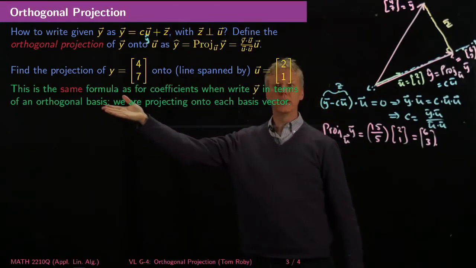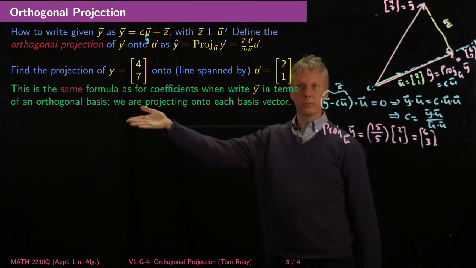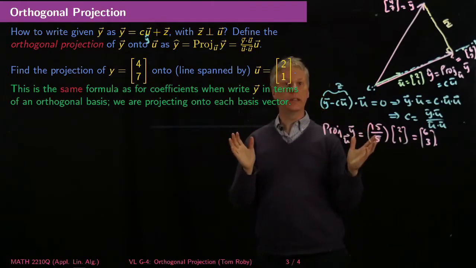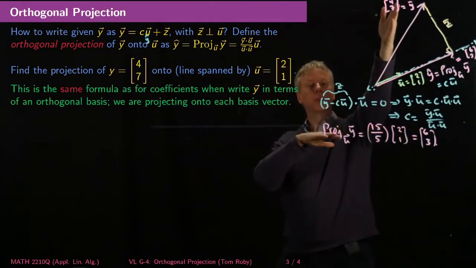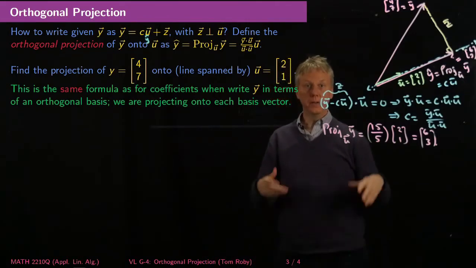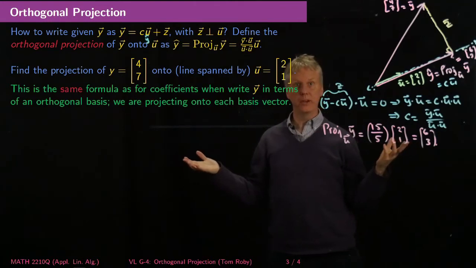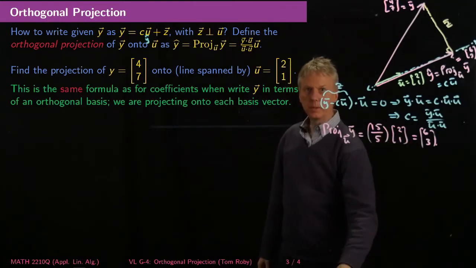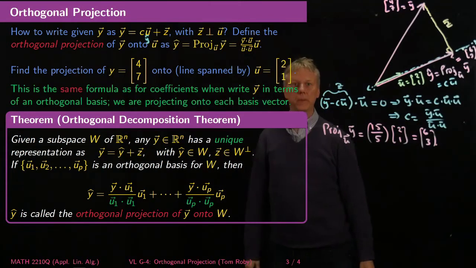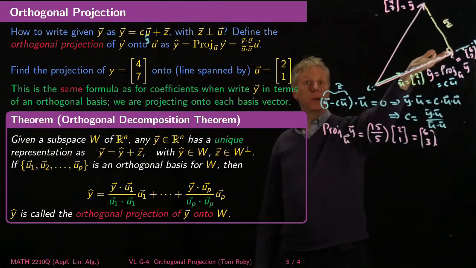Now, as I said before, this is the same formula for the coefficients when you write a vector y in terms of an orthogonal basis. Basically, what we were doing in that case is just projecting the vector that we had onto each basis vector. And if y can be written in terms of the basis, then that's the right value. If y can't be, it gives us the best approximation to that. So here's the orthogonal decomposition theorem. The first thing I did applied just to one-dimensional subspaces.